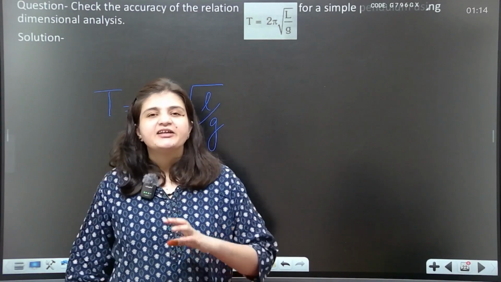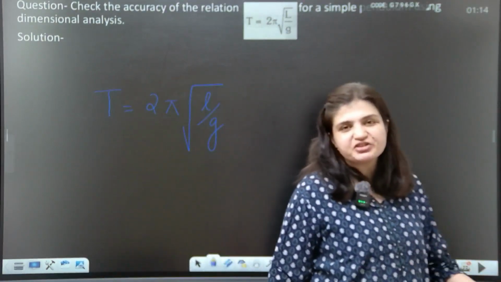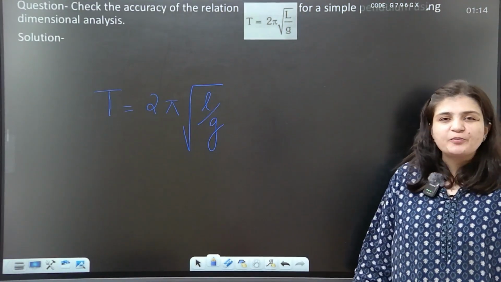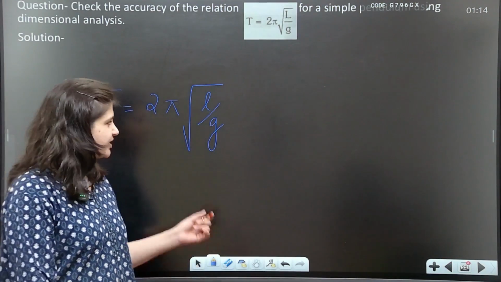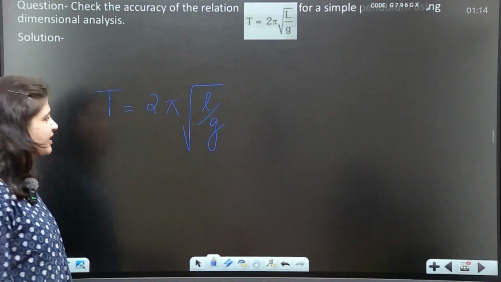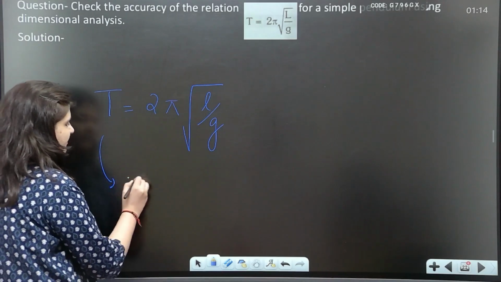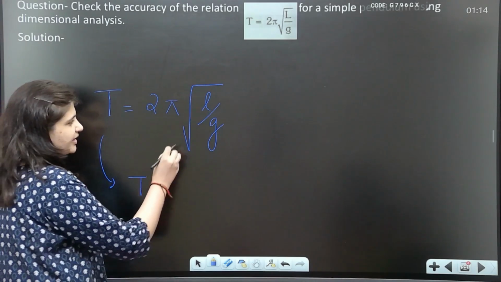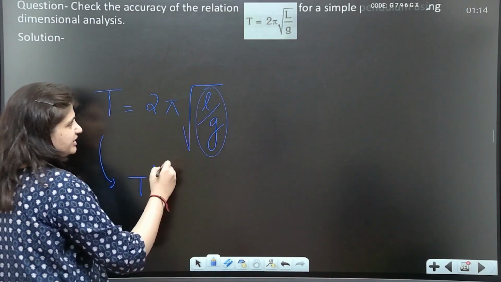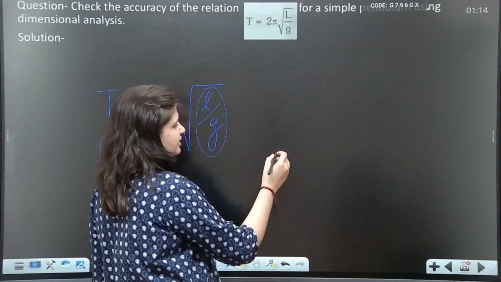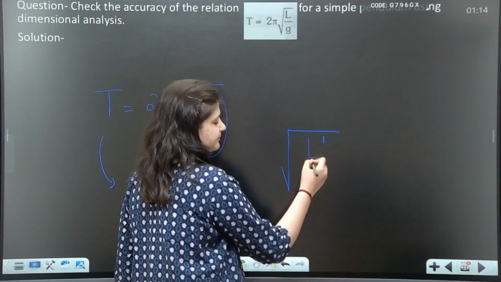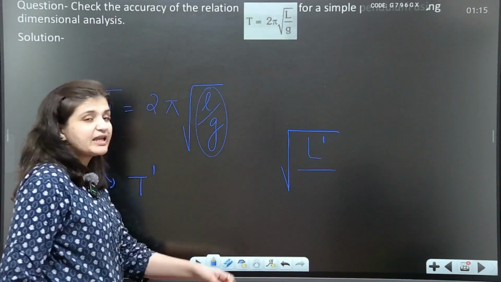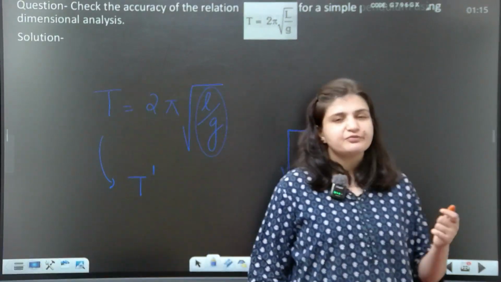Now if we have to check the dimension, time period equal to 2 pi root L by G. For the time we have the dimension T to the power 1. For 2 pi root L by G, let's see what the dimension is. For length we have the dimension L to the power 1.